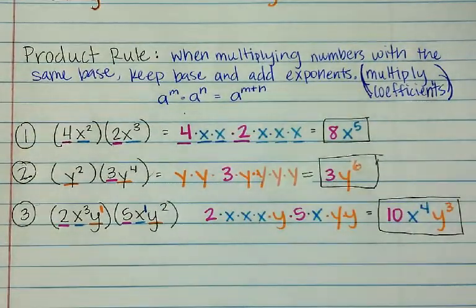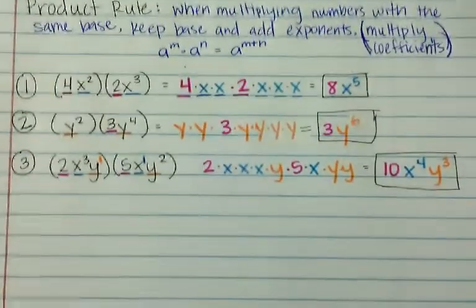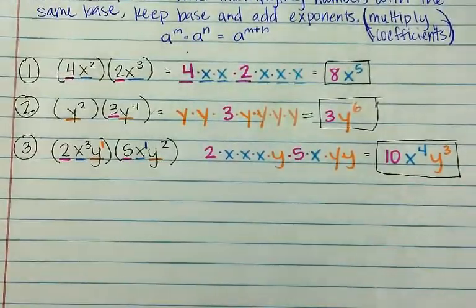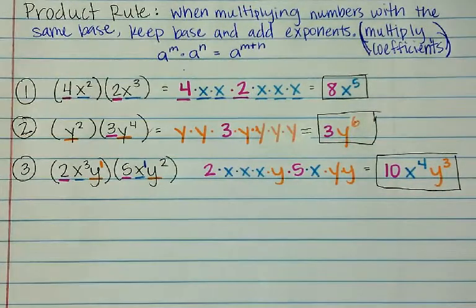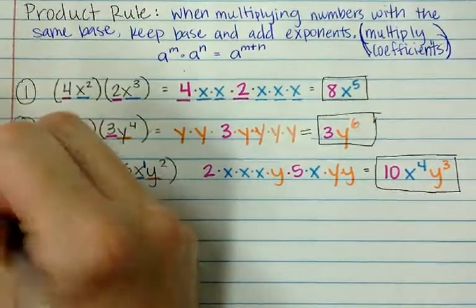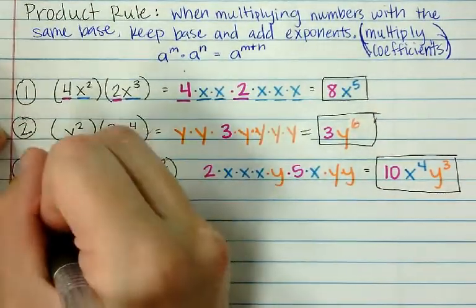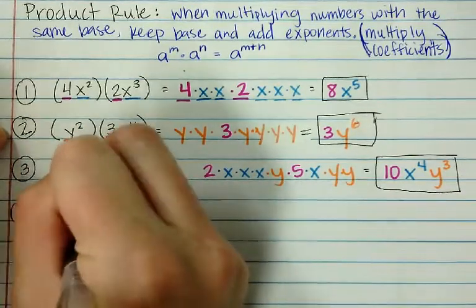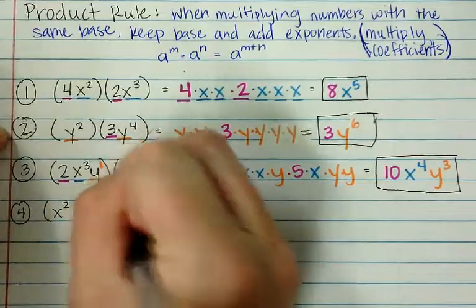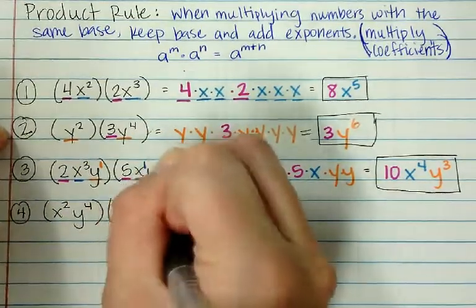So what I'm going to do is give you guys a couple of examples, and I want you to practice using that rule where we add the exponents together instead of expanding it out, because we don't really want to take up all that space every single time. So here we go. For number 4, we're going to say x squared y to the 4th times x cubed y to the 5th. This one doesn't have any coefficients, all right?